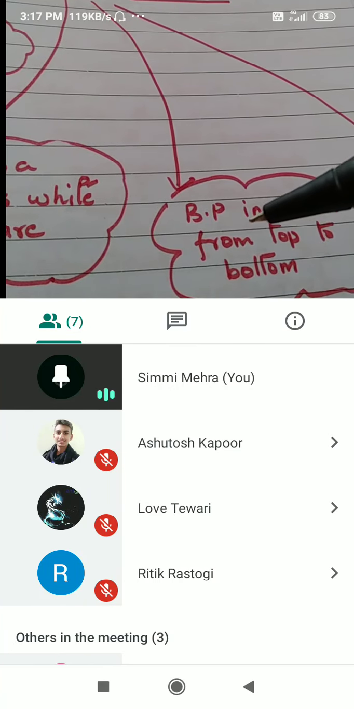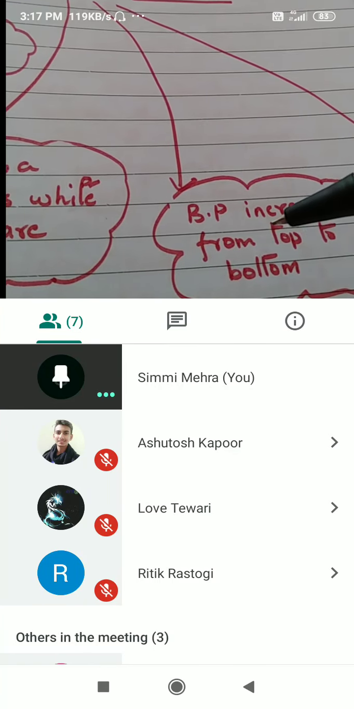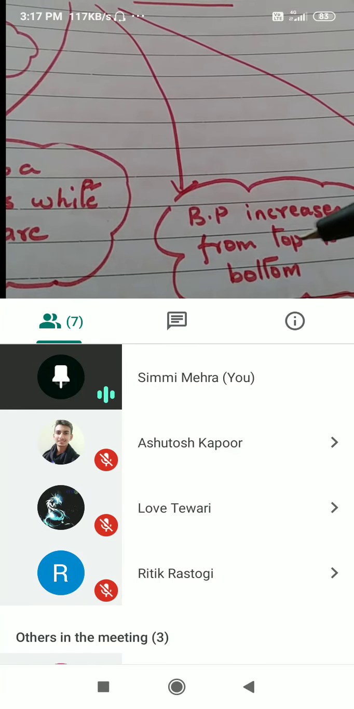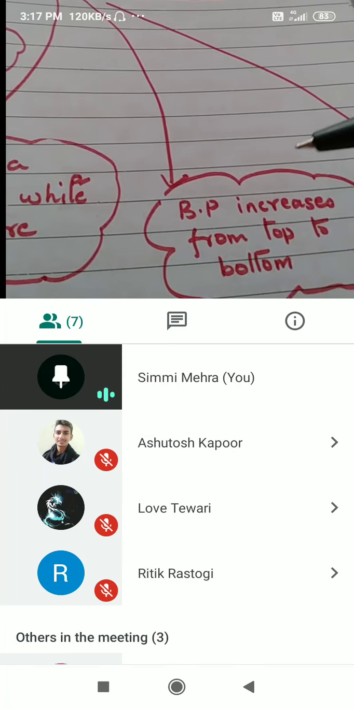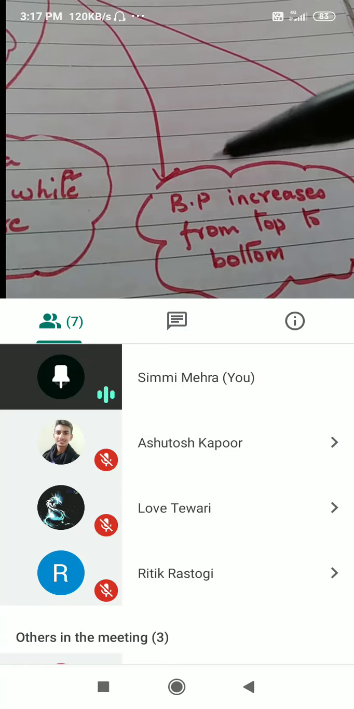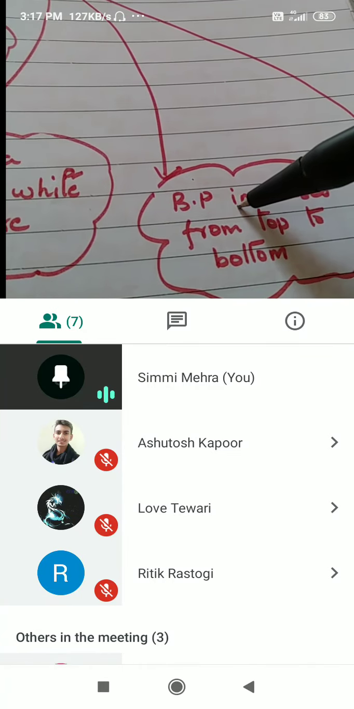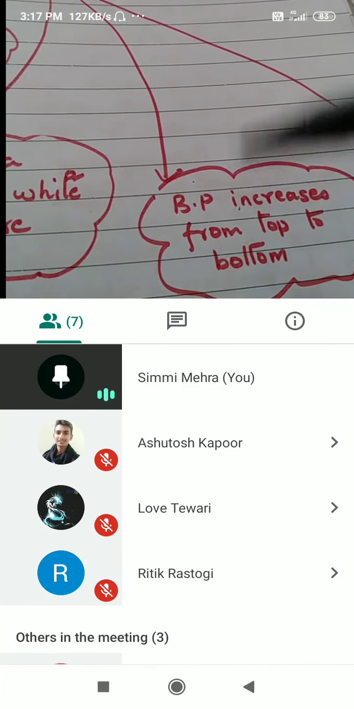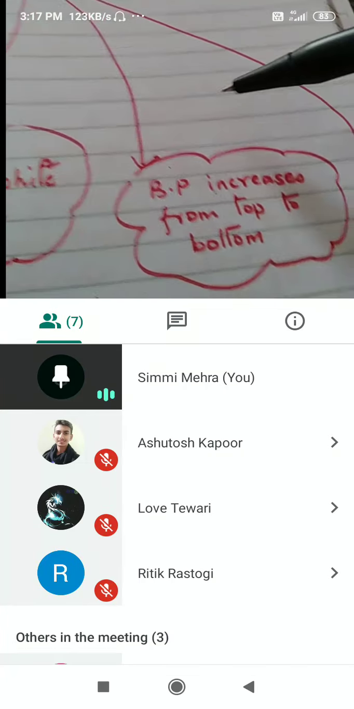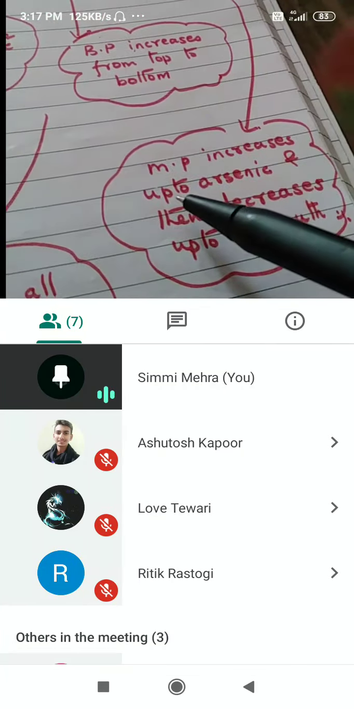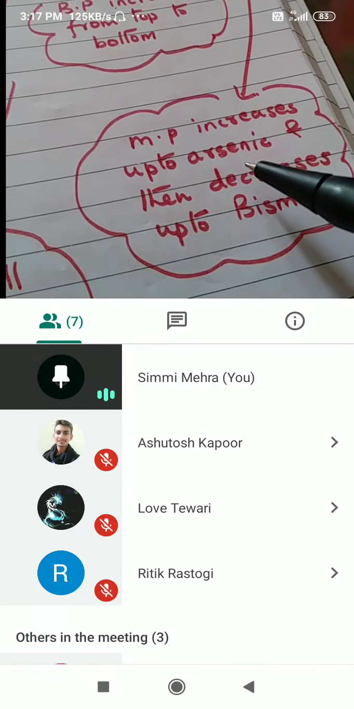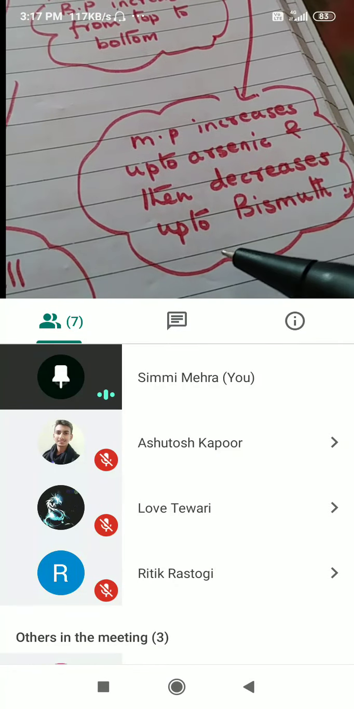Now in group 15, there is nothing like hydrogen bonding, because it is nitrogen and nitrogen bonding taking place, phosphorus and phosphorus bonding, there is no hydrogen here. So boiling point will increase from top to bottom because of increase in size and increase in van der Waals forces. The next one is melting point, which increases up to arsenic and then decreases up to bismuth.